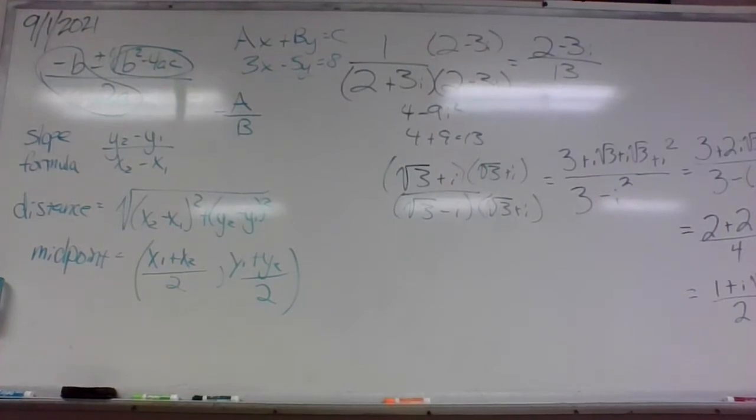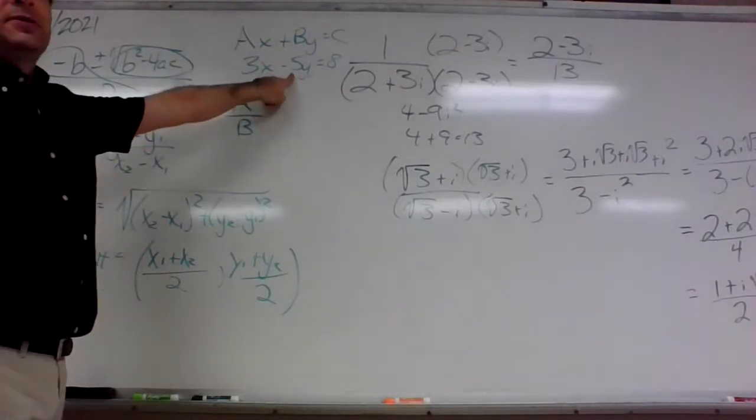What is the negative b over a really for? Finding the slope of a line that's written in standard form.